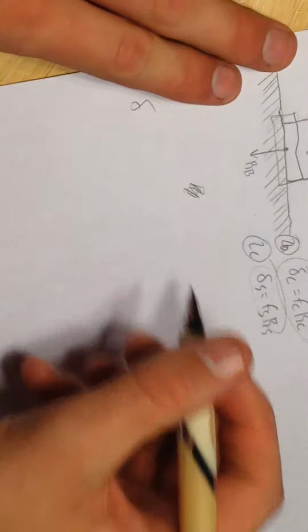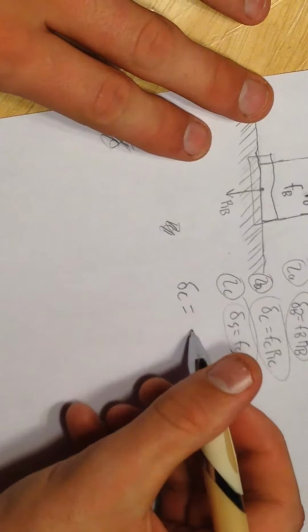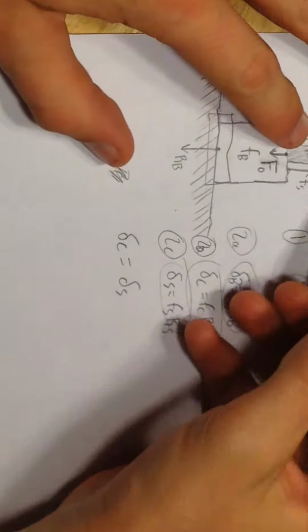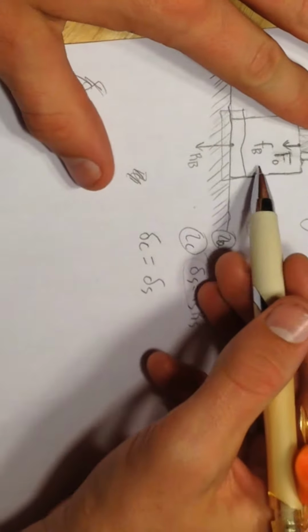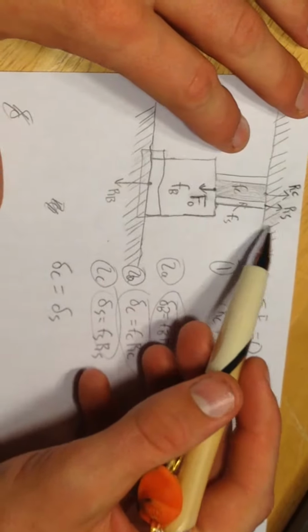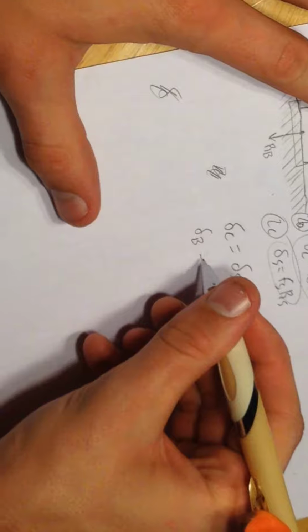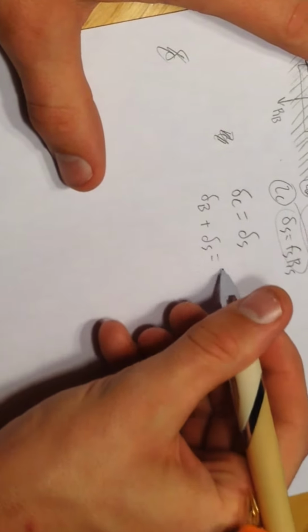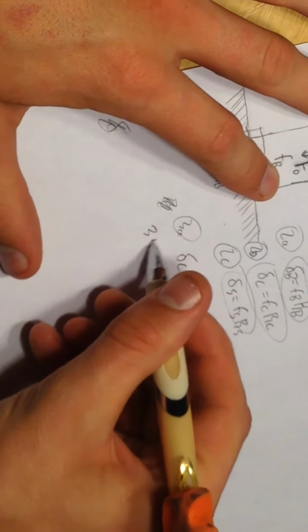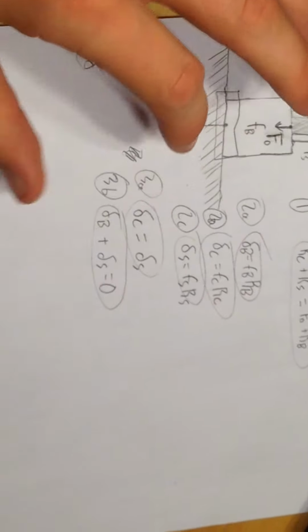Alright, so delta C is going to have to equal delta S. And we can also see that the displacement of the steel pipe and the displacement of the brass cylinder are going to have to sum to 0 since they are stuck between the ceiling and the floor here. So we're going to have delta B plus delta S equals 0. So we'll call that 3A and 3B. So now at this point it's pretty much a matter of algebra.